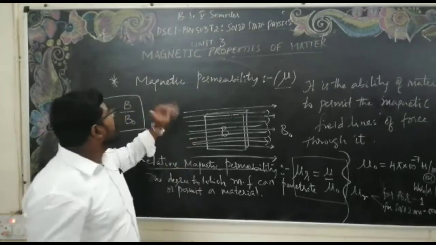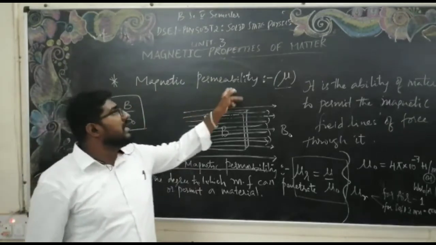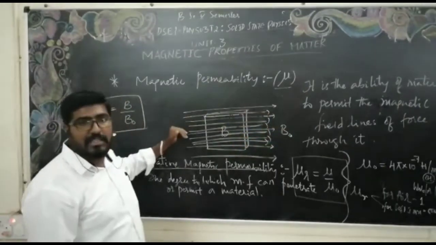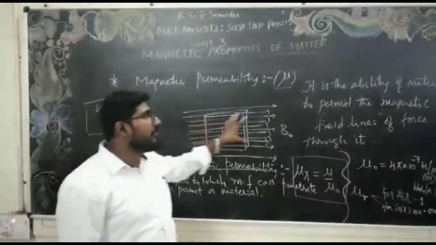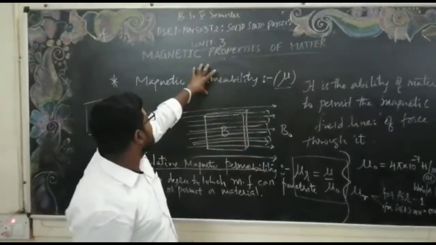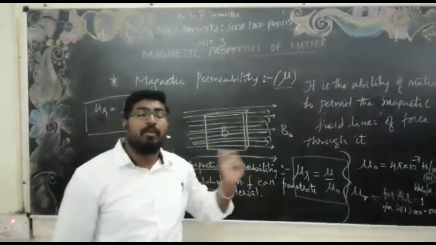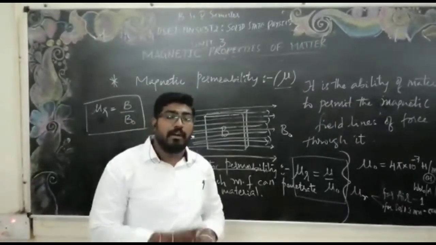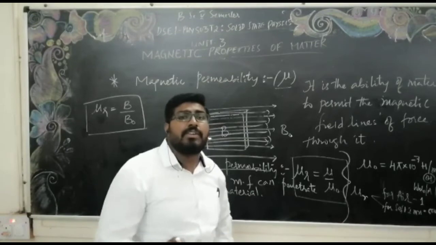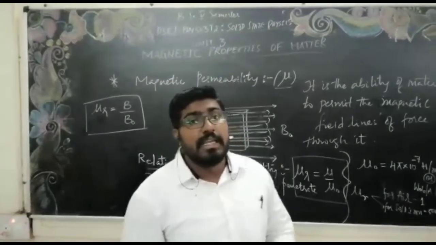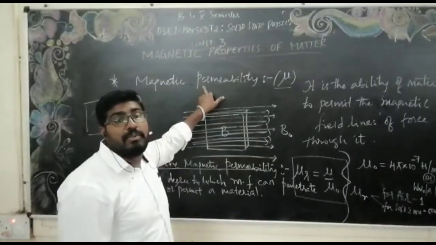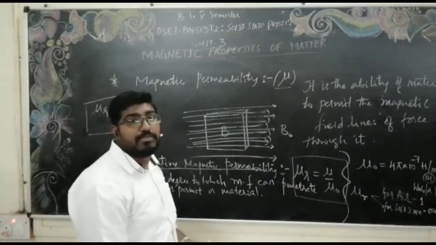When we say the magnetic permeability is more, it means a greater number of magnetic field lines are passing through the material. In that case, we say the given material has a higher magnetic permeability. That means the classification is not only by susceptibility; in terms of permeability also, we can classify the different types of materials.